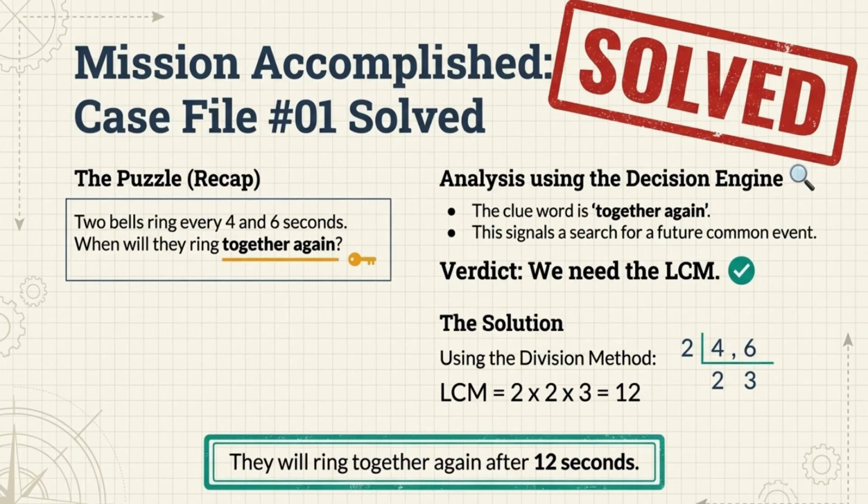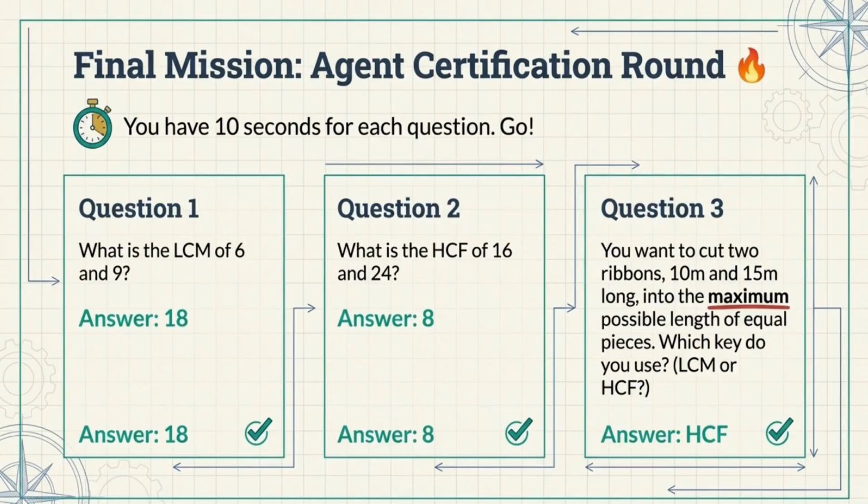Mission completed. Let's go back to our first mission. The bells, when will they ring together again? Consult the decision engine. Together means a future event. That means LCM. We need the LCM of 4 and 6. Using the division method, factors of 2, remainders of 2 and 3. 2 times 2 times 3 is equal to 12. Case closed. They will ring together again after 12 seconds.